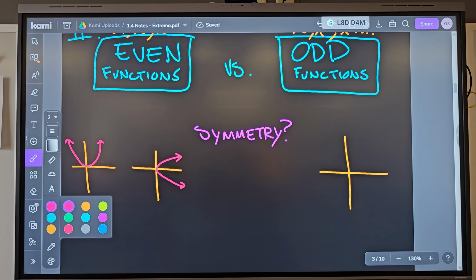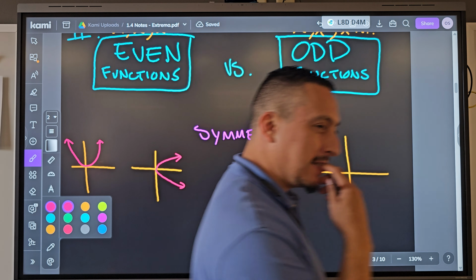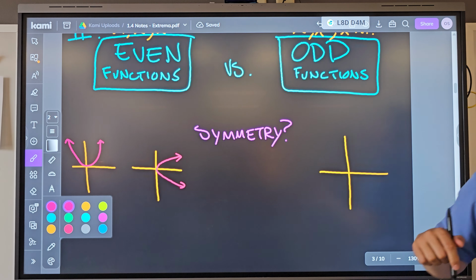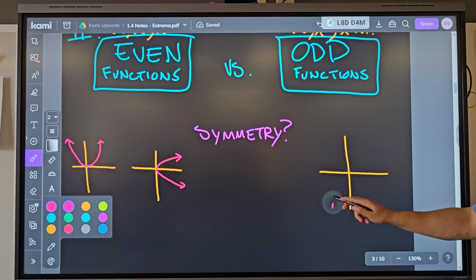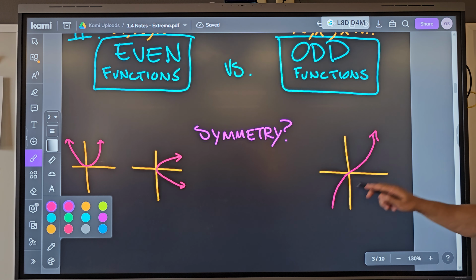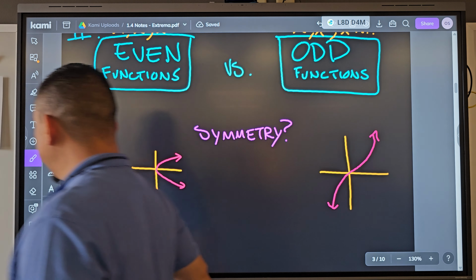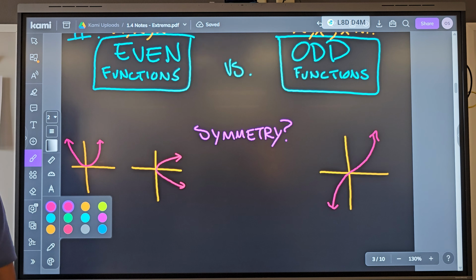And then I don't know if you guys remember a cubic. Anybody remember what a cubic looks like? X to the 3? It's from algebra 2. I call it like the S, but I don't know. It's like that. So x cubed, 3 is odd. Okay, 3 is odd. So now we talk about symmetry.